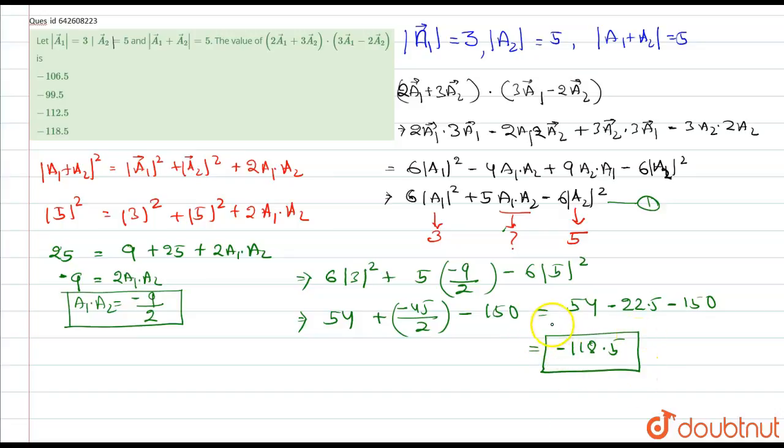Now we will see in the options. Here it is in option 4, so option 4 is the answer. It is 118.5 with a negative sign, so it is minus 118.5.